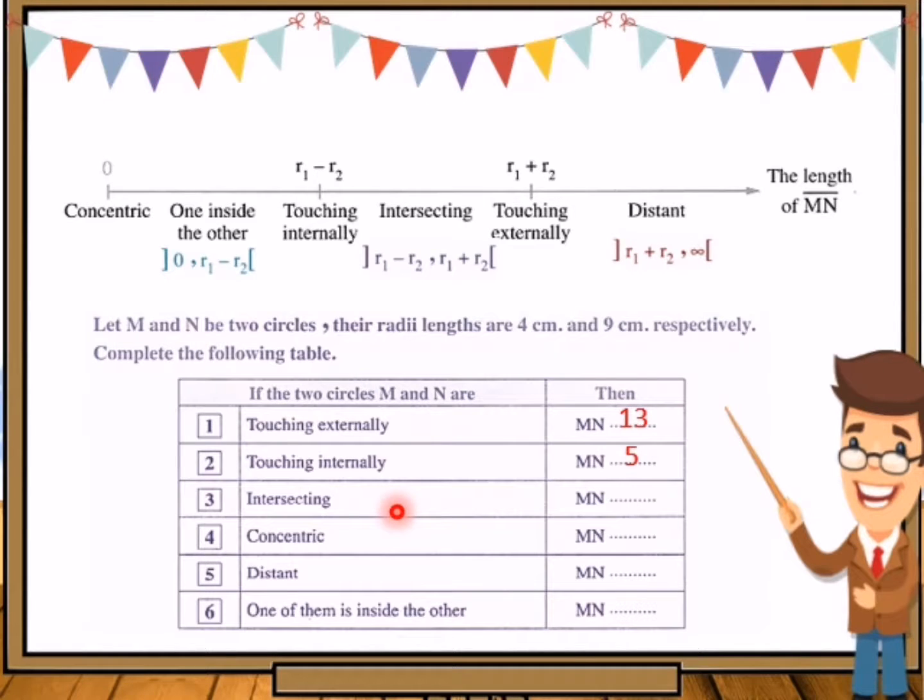Intersecting, we will form an interval from the difference and the sum. It will be the open interval 5 and 13. Concentric equals 0. Distant, from the sum of radii to infinite, opened, it will be 13 to infinite. One of them is inside the other, it will be from 0 to the difference of radii, the opened interval 0 and 5.